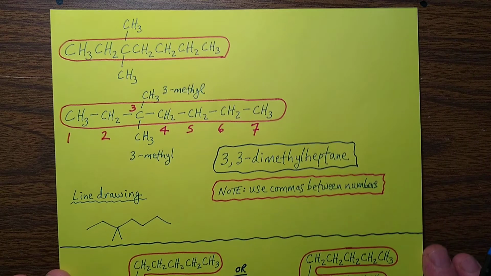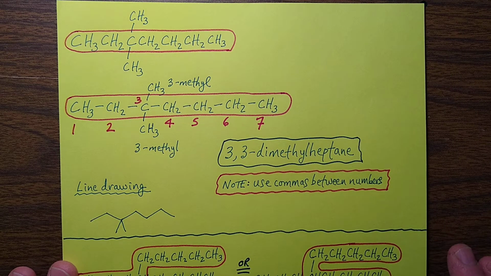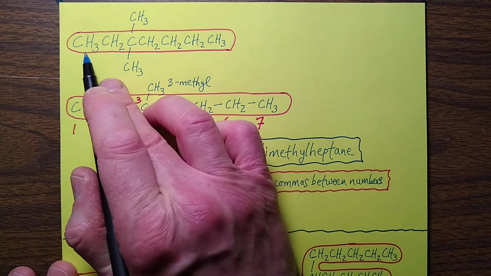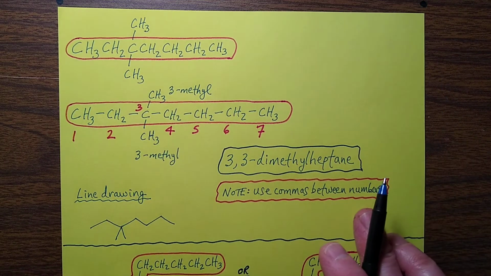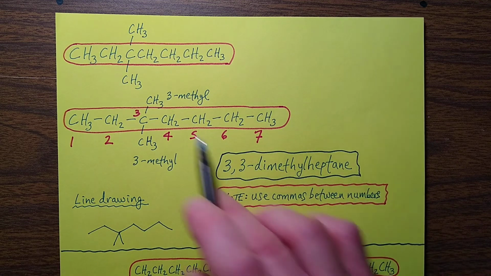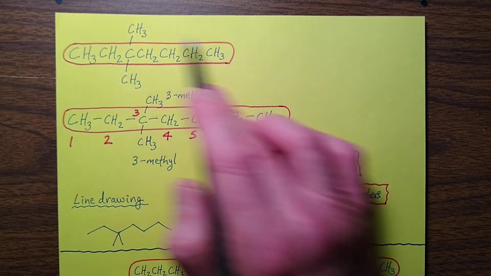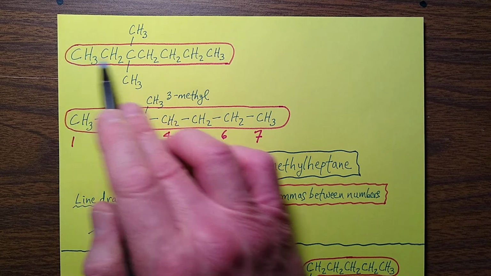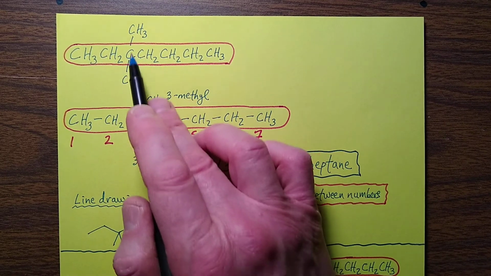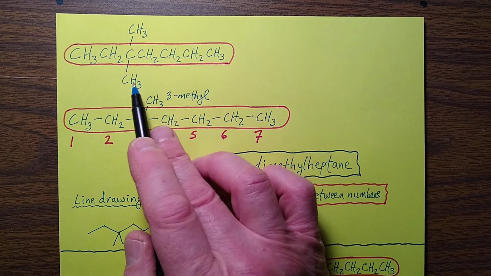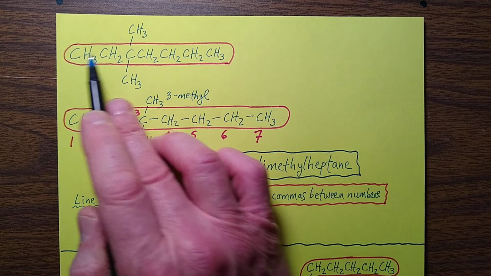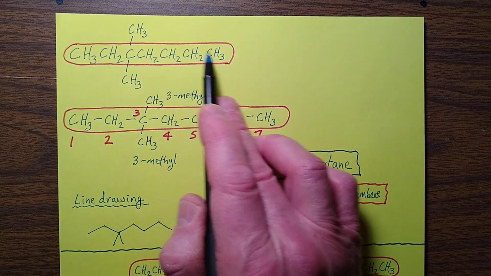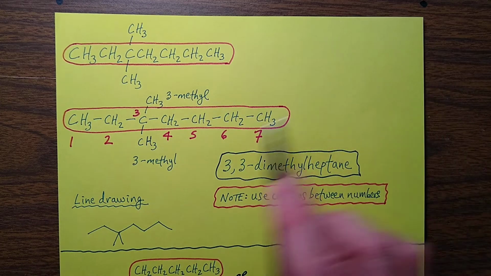Let's try another one. Okay, how do we name this guy here? You've got to imagine that I'm already kind of giving you the answer here, so you've got to imagine that this circle isn't here, so you would try to draw the longest chain. Circle the longest chain. Here again, it's in the horizontal position. 1, 2, 3, 4, 5, 6, 7. 7 carbons in a row.